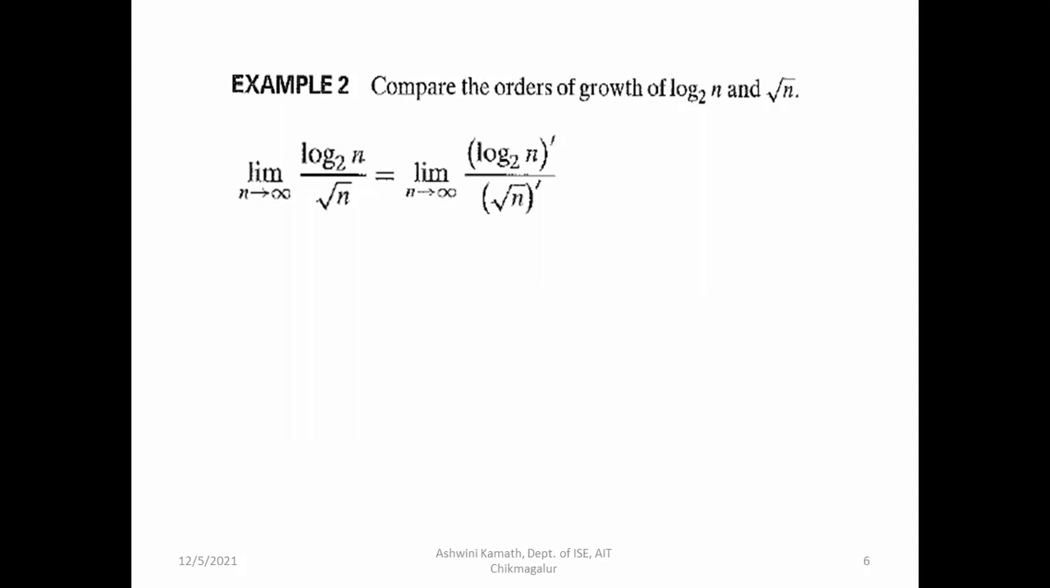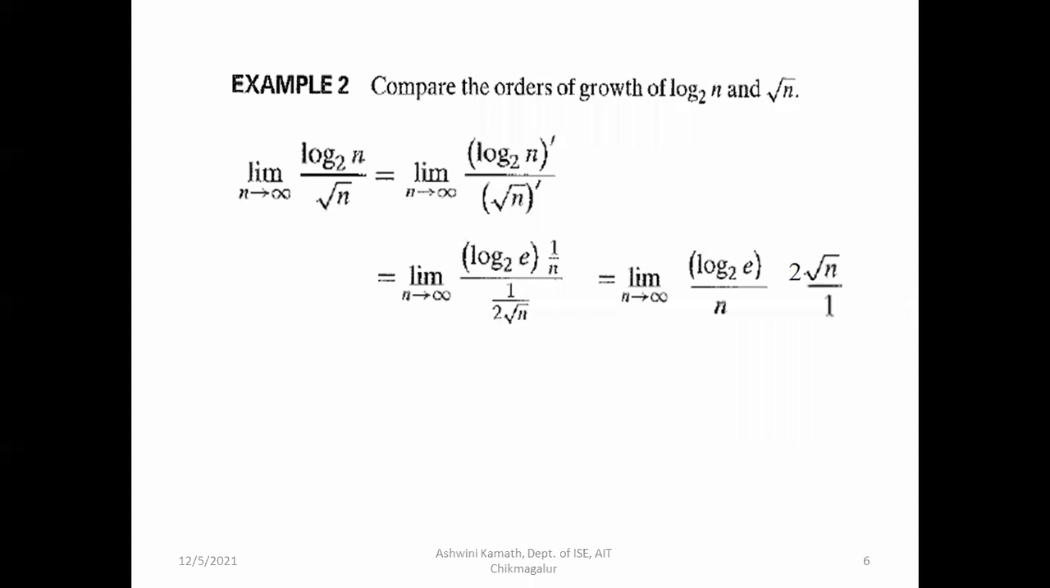So log n to the base 2, whole to the power of, and square root of n. Okay, so differentiate this. When we differentiate this, log n to the base 2 will be converted to log e to the base 2 into 1 divided by n. Log e to the base 2 into 1 divided by n, divided by 1 divided by square root of n. This is also the differentiation of square root of n. Square root of n is equal to half into 1 divided by square root of n, right? So here we differentiate this. After that, we simplify this.